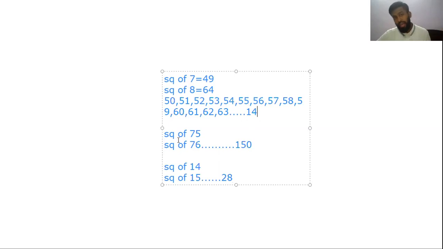We need to find all the numbers that are in between the square of 75 and 76, right? So that will be double of the smaller number. Here the smaller number out of 75 and 76 is 75.